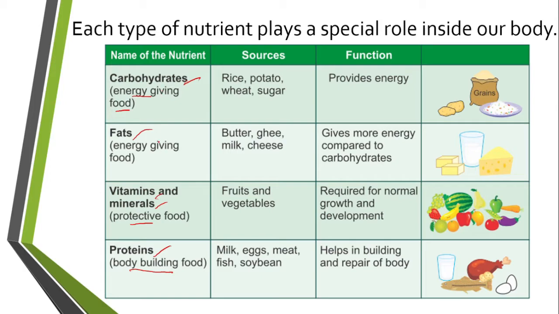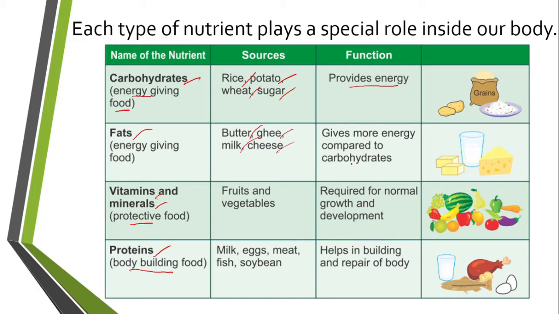Carbohydrates and fats are known as energy giving foods because they give us energy, and vitamins and minerals protect us from diseases, so they are known as protective food. And proteins build the body and repair the body, so those are called bodybuilding food. Examples for carbohydrates are rice, potato, wheat and sugar, and the function of carbohydrates is they provide us energy. Examples for fats are butter, ghee, milk, cheese, etc.